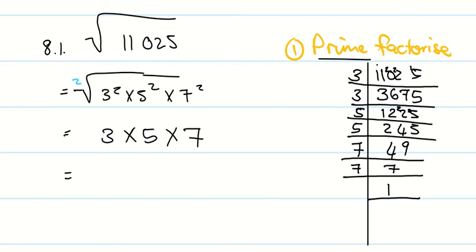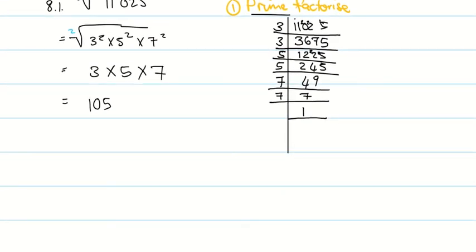So 3 times 5 is equal to, or 5 times 7 is equal to? Alright, so then we say 3 times 5 times 7 is equal to 105. Now we're going to do number 8.2.